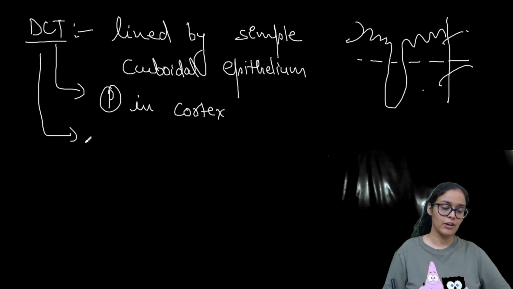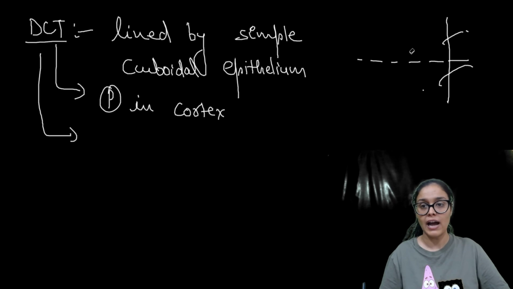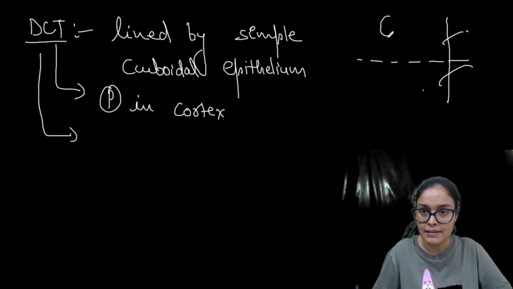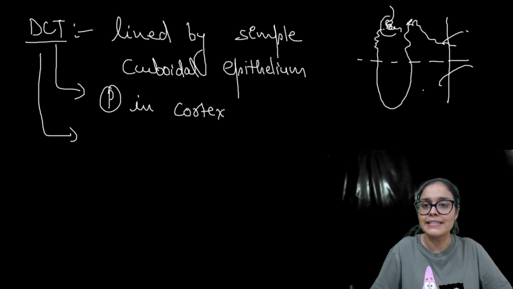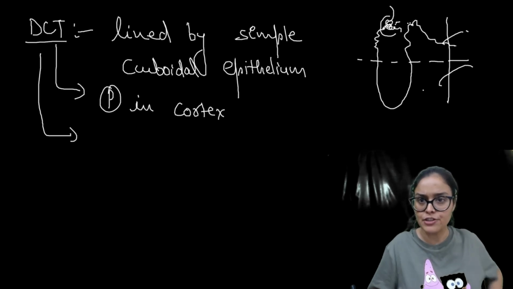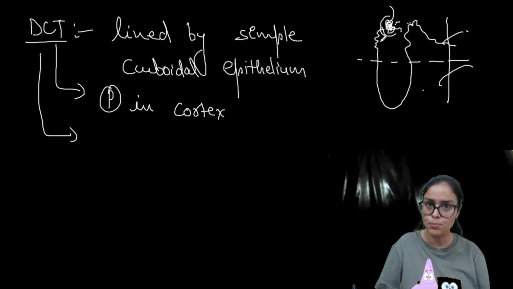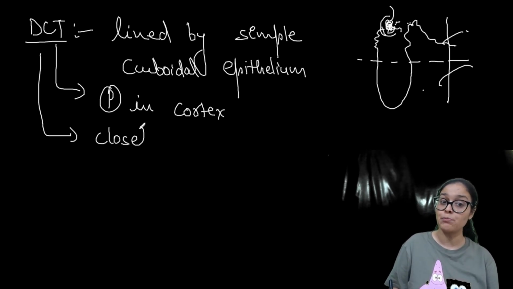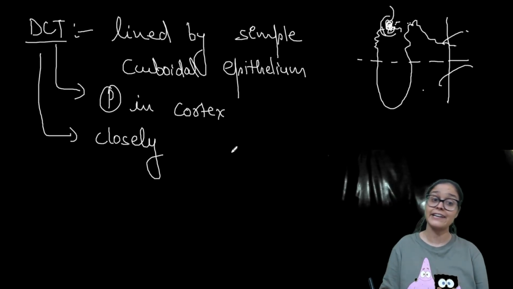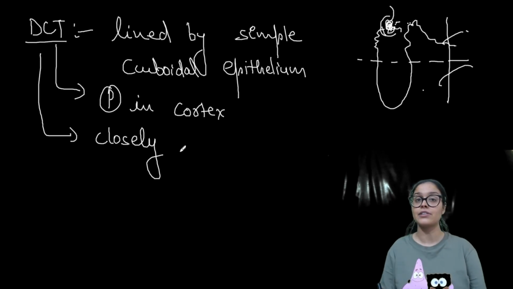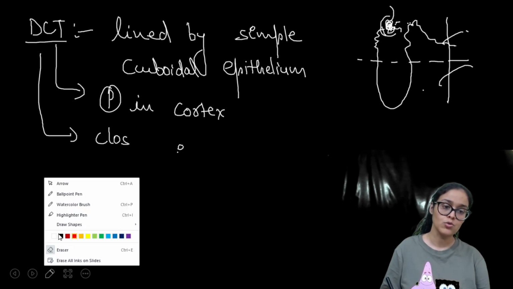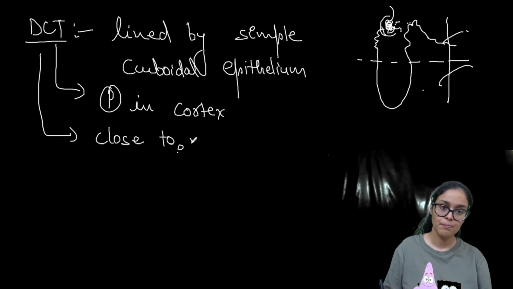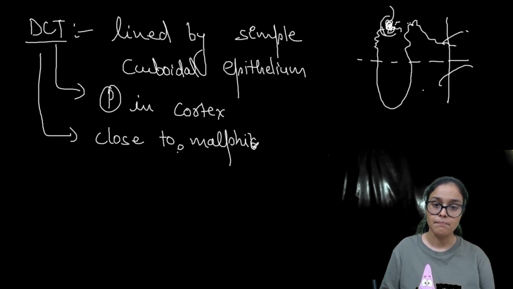So what is the function of DCT? Obviously, and if we see the structure literally, actually it's like this. Look, this is the Bowman's capsule. This is the capillaries. This is PCT, loop of Henle, and this is DCT. Right? So DCT is present near the Malpighian corpuscle, and the Malpighian corpuscle is made up of Bowman's capsule plus the afferent arteriole and glomerulus, right? So remember, this is a very important point. Why? Because I will be telling you the most important point ahead related to this, and its function we will be seeing in the physiology part. It is closely associated, close to the Malpighian corpuscle, as simple as that.